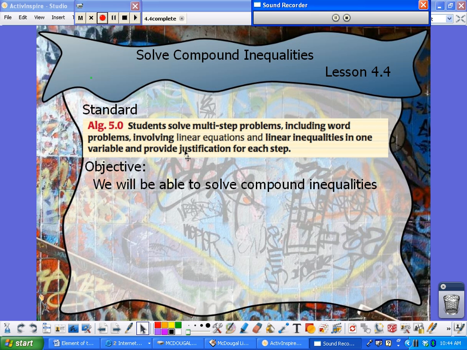And we've also been able to justify our steps, meaning we're able to say, let's distribute, let's simplify, let's combine like terms. That's what they mean by justification. So here our objective is that we'll be able to solve for compound inequalities.